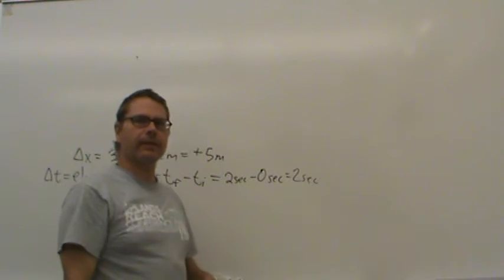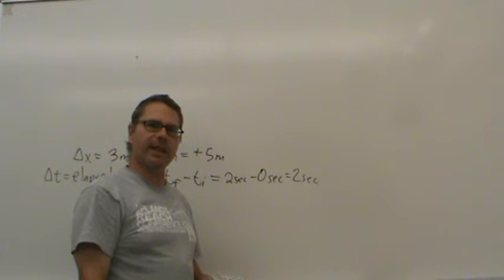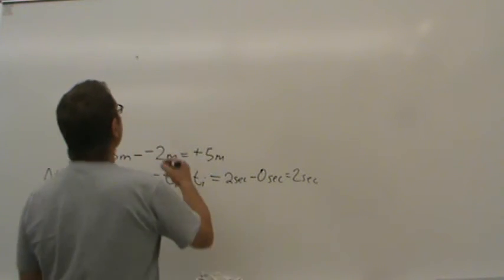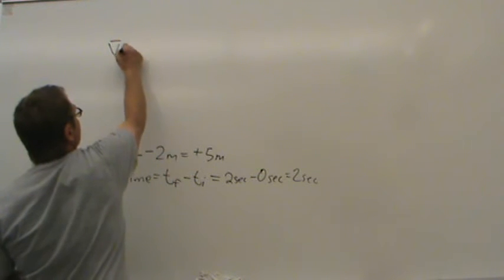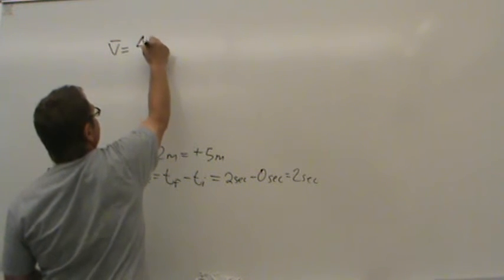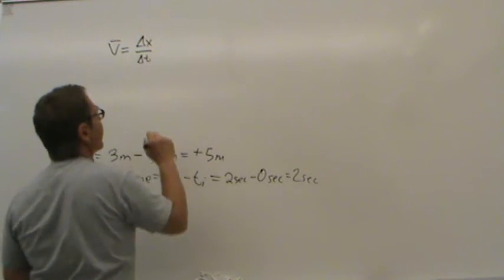The average velocity of an object can be calculated by taking the displacement and dividing by the elapsed time. We'll use the symbol v with a bar above it for average velocity. And it's calculated by taking delta x and dividing by delta t.